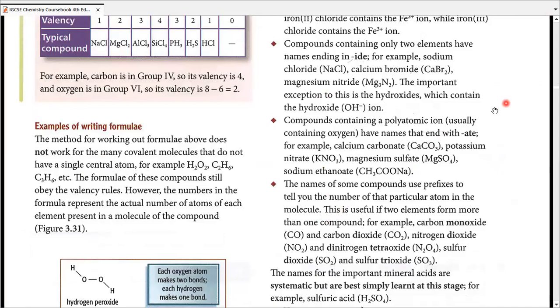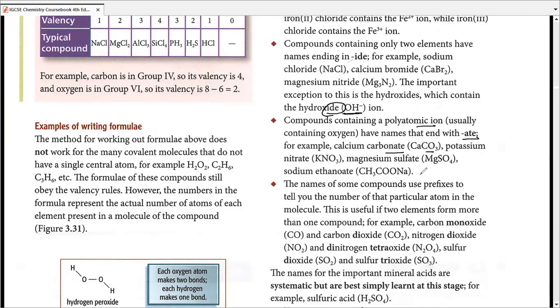The only exception to this rule are hydroxides. Hydroxide is a polyatomic ion. Even though the ion consists of 2 different elements, oxygen and hydrogen, the name still ends in IDE. That's the only exception to the name. All other polyatomic ions have names that end in ATE.